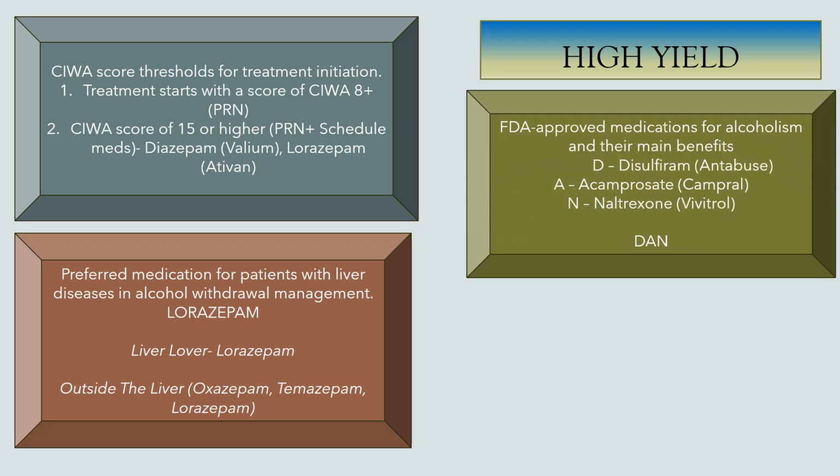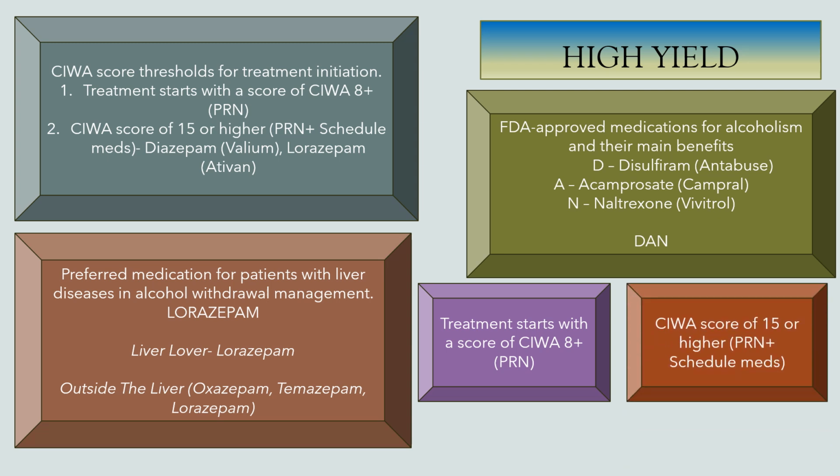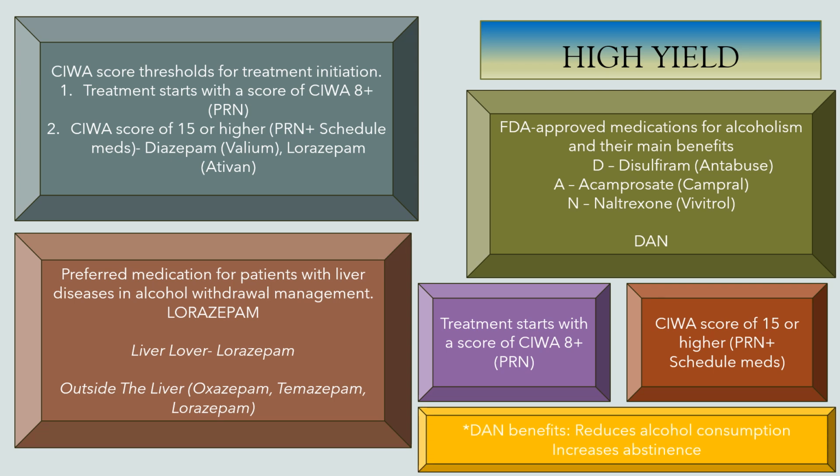FDA-approved medications for alcoholism and their main benefits: disulfiram, acamprosate, and naltrexone. DAN. Treatment starts with a score of CIWA 8+, PRN. CIWA score of 15 or higher, PRN and scheduled meds. DAN benefits: reduces alcohol consumption and increases abstinence.